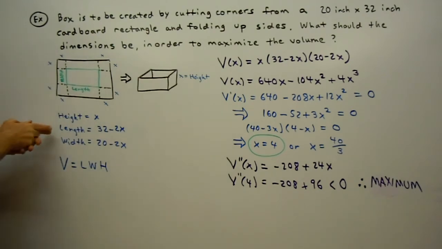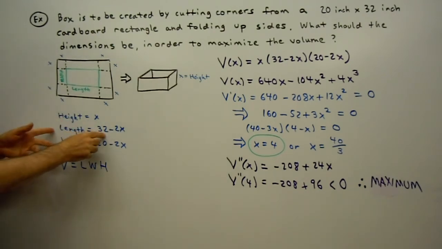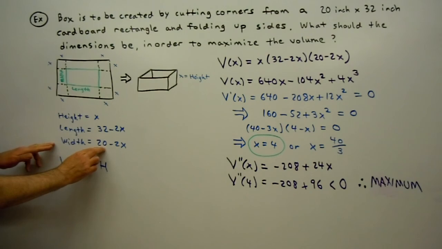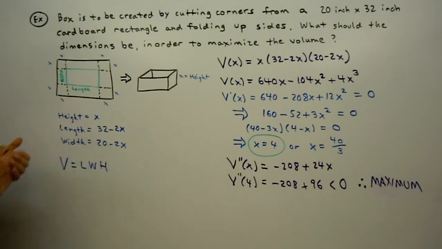And then what would be the length? Well, for the length, 32 minus 2 times 4 would give you 24. For the width, you would get 20 minus 2 times 4. That would give you 12. And then for the maximum volume, you would multiply the length, width, and height together.